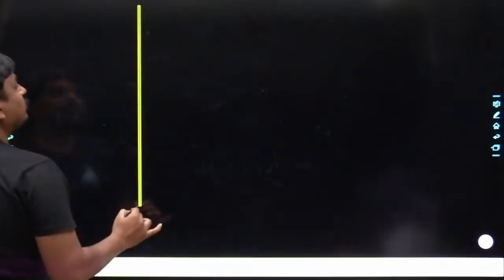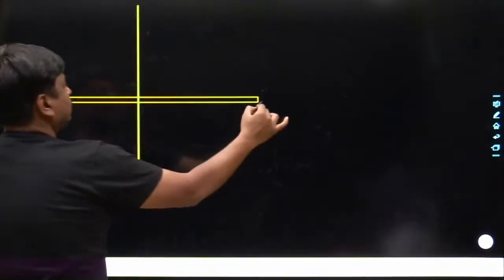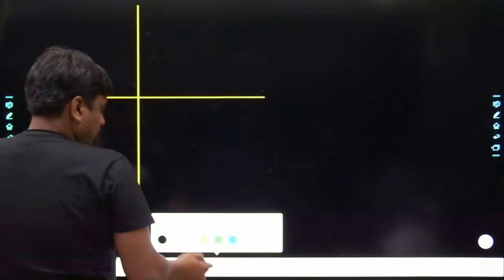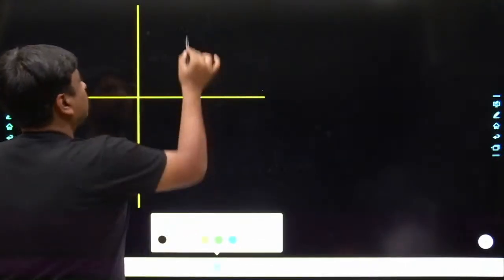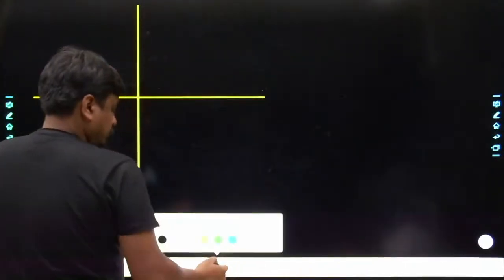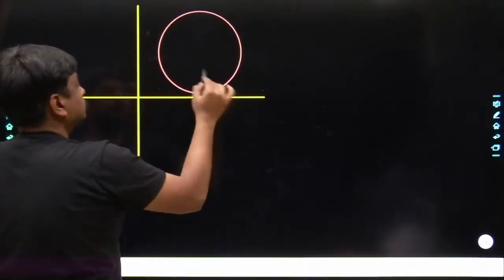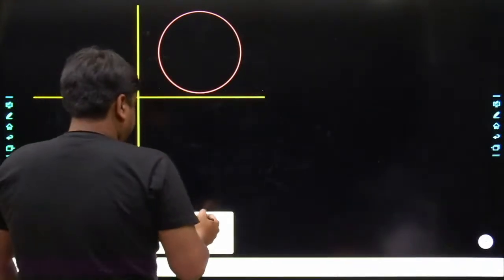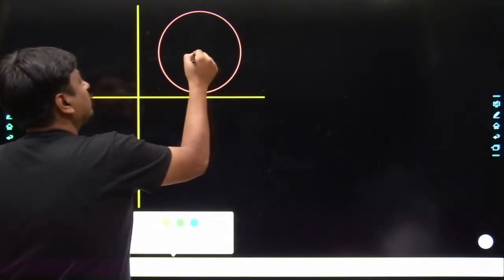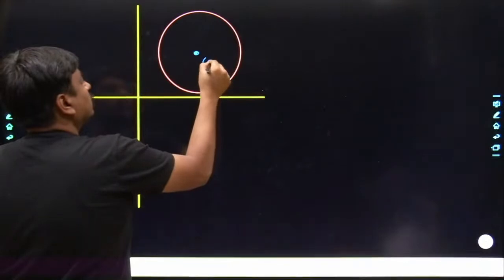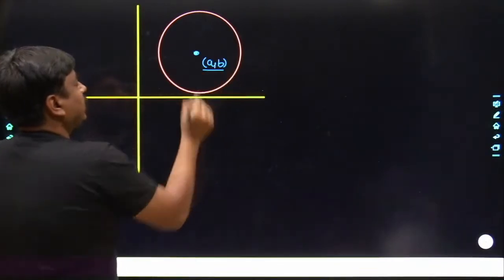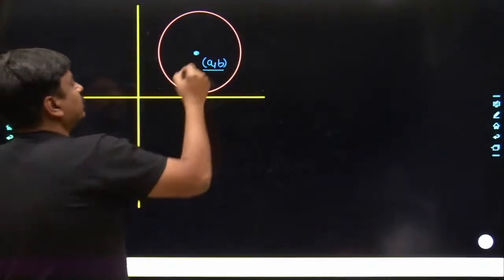Again, let me take an xy plane. Here goes the y-axis, here comes the x-axis, here comes a circle, which has the center at a, b, and has the radius as r.